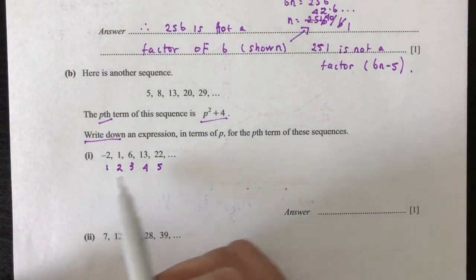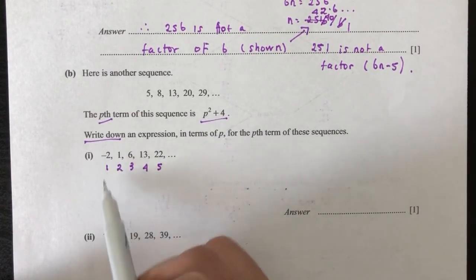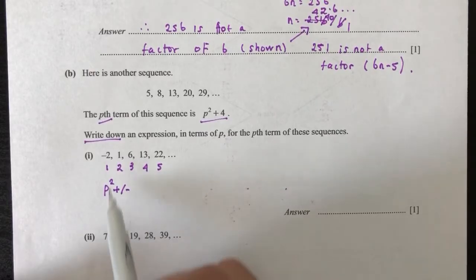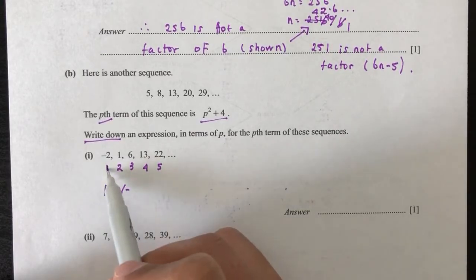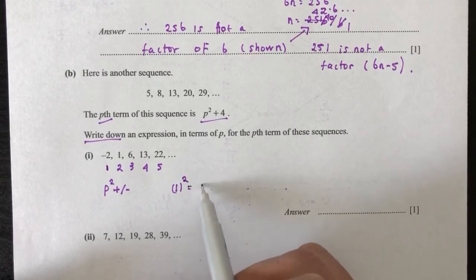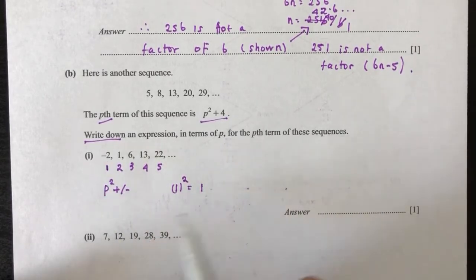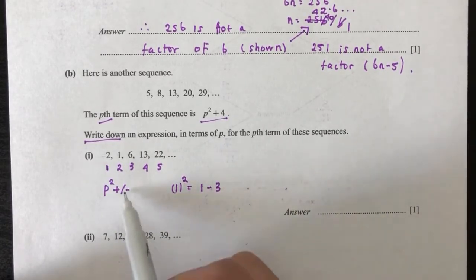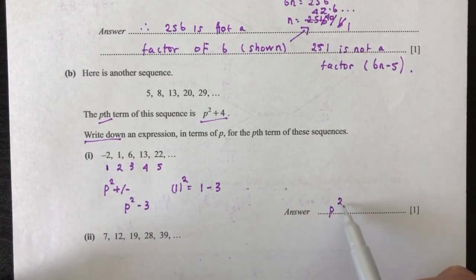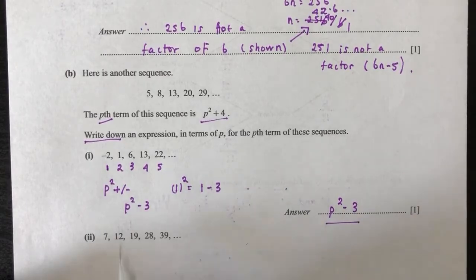So how do you get this? You have to p square something, and then we have to add or minus something. So let's find out. If it is the first term, it will be 1 squared. That will be 1. How do you get minus 2? You have to minus 3. So that's how you get this one. This will be part 1.